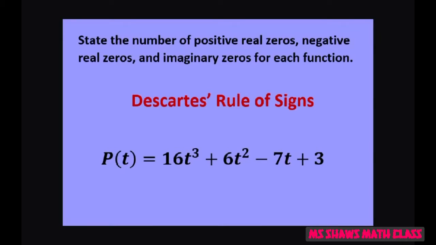Hi everyone, we're going to state the number of positive real zeros, negative real zeros, and imaginary zeros for each function using Descartes' rule of signs. Now Descartes' rule of signs is for real numbers, but once we get this information, we can also determine the number of imaginary zeros. So let's look and see what we have.